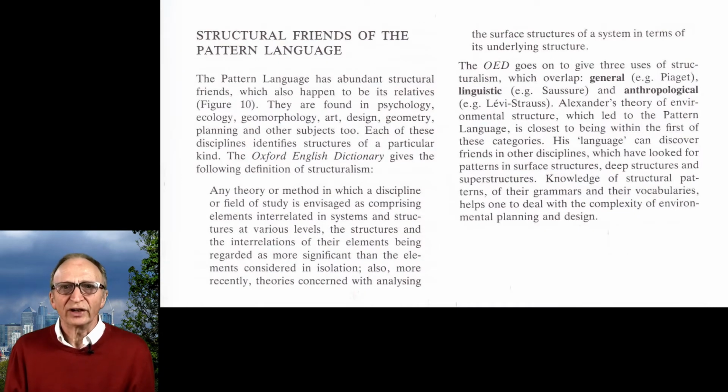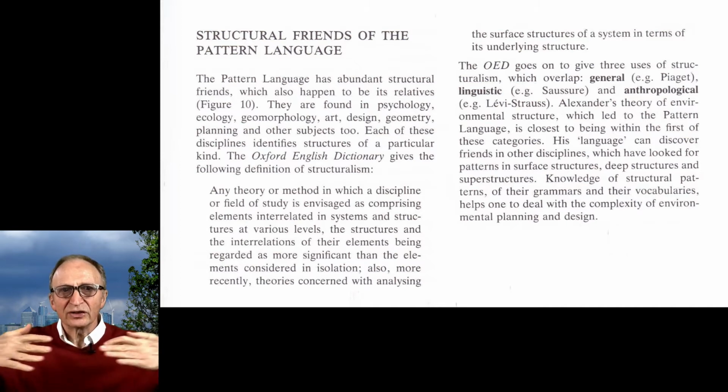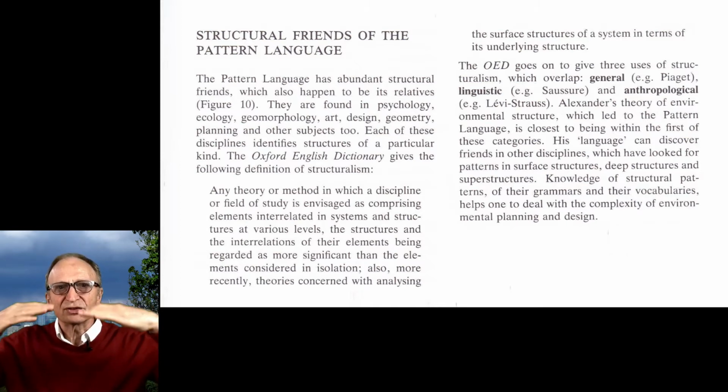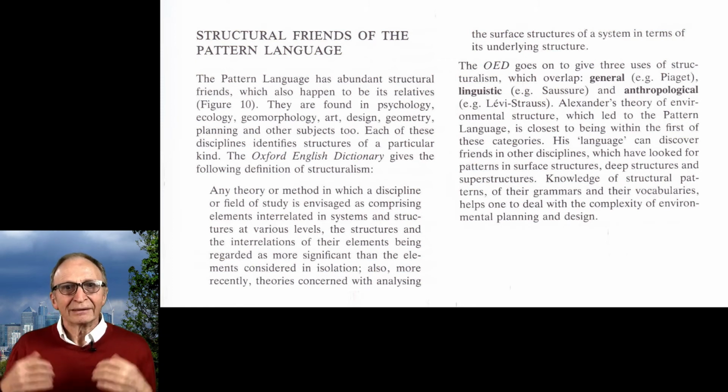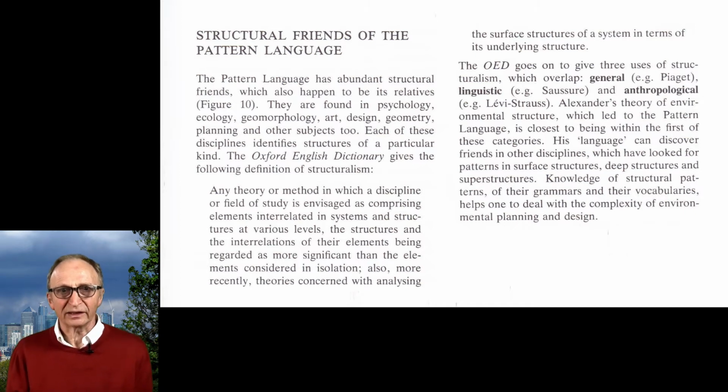The Oxford English Dictionary gives the following definition of structuralism, which isn't a very easy concept. It defines it as any theory or method in which a discipline or field of study is envisaged as combining elements interrelated in systems and structures at various levels. The structures and the interrelationships of their elements being regarded as more significant than the elements considered in isolation.